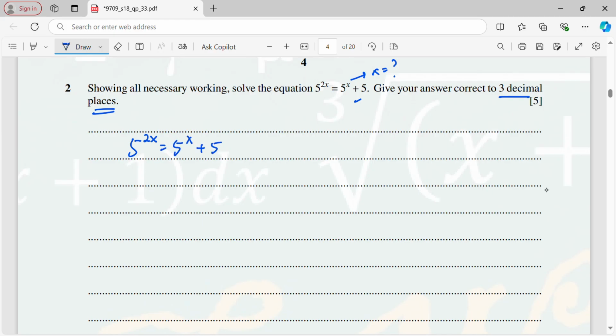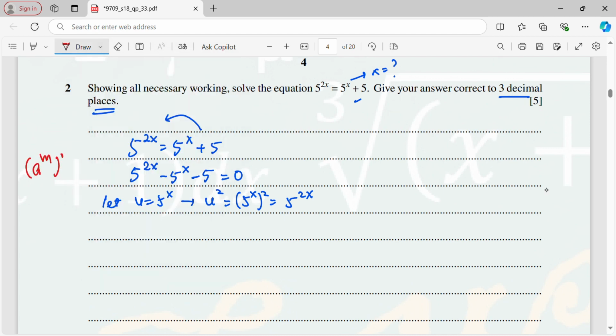So I will just move all the terms to the left-hand side. Then you will be getting 5 to the power of 2x minus 5 to the power of x minus 5 equals 0. And I will be using the substitution. Let u equal 5 to the power of x. That means my u squared is going to be the square of 5 to the x. That is going to be 5 to the power of 2x, because we have this formula, a to the power of m with degree n, that is going to be a to the power of mn.